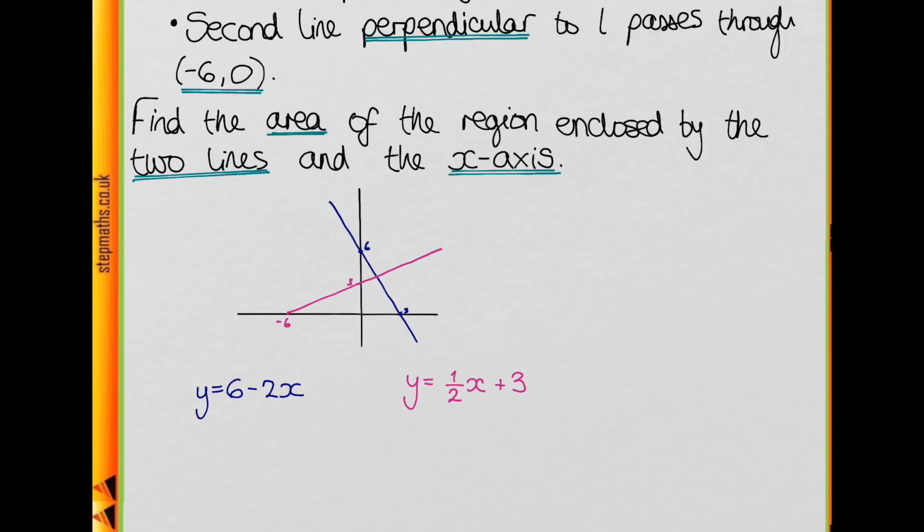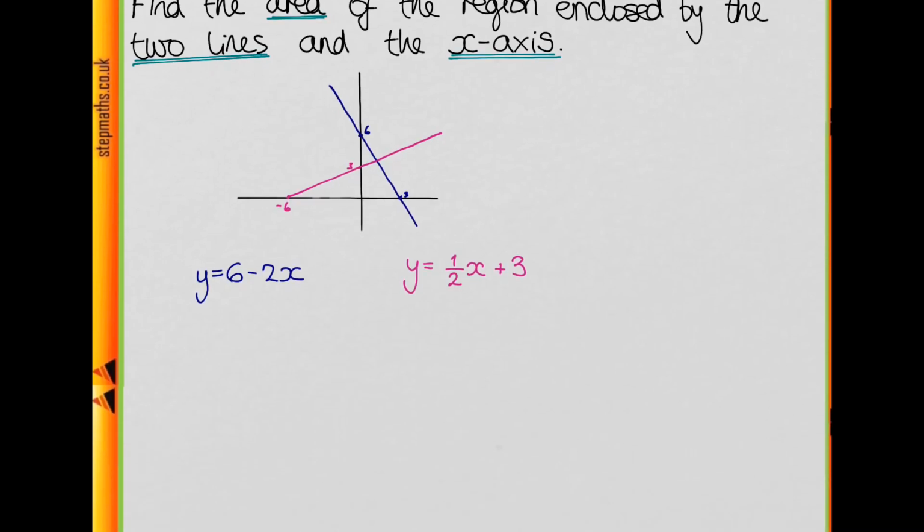So we want the region enclosed by the two lines and the x-axis, so it's this triangle here. How are we going to find this? Well, we need to find the coordinate of this point here, the intersection, because then we can do half base times height. So how do we find this intersection? Let's set the equations equal to each other, because that's exactly when the lines intersect.